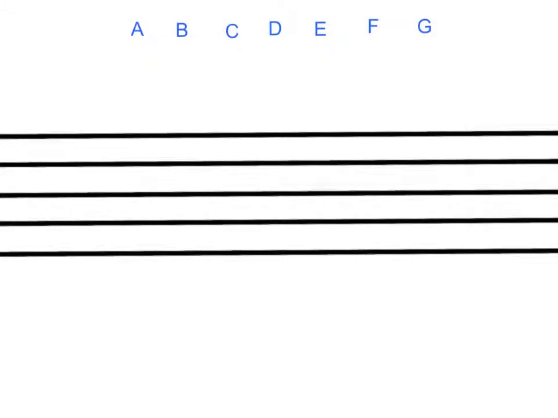This video is going to explain how we name the lines and spaces of the bass clef. The bass clef, like the treble clef, is made up of a staff. So the staff is all of this together. We call that a music staff. A staff has 5 lines, 2, 3, 4, 5, and in between we have 4 spaces.